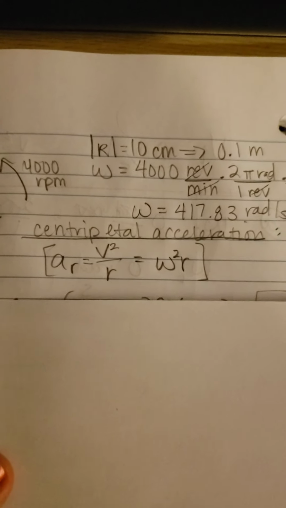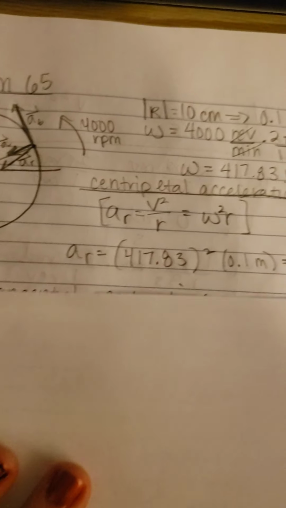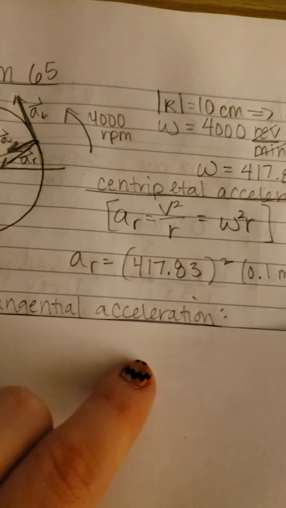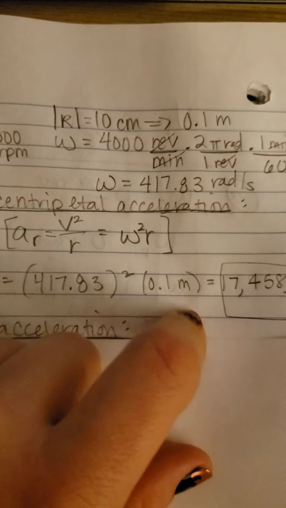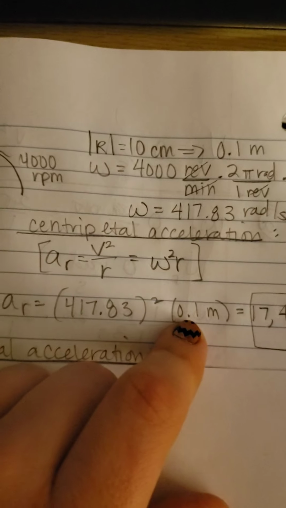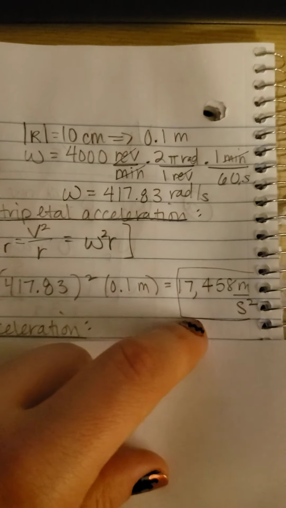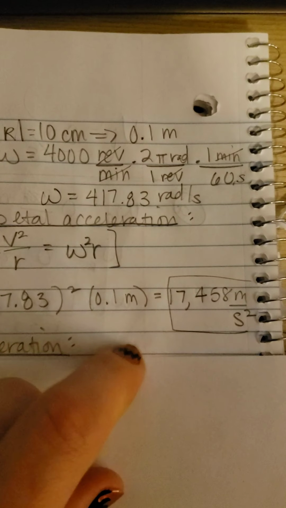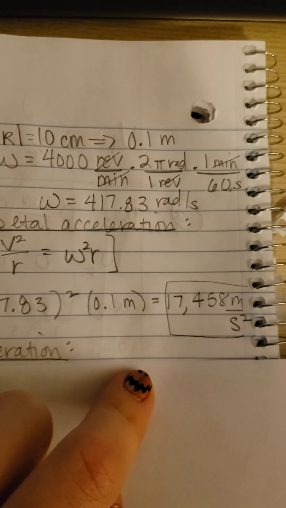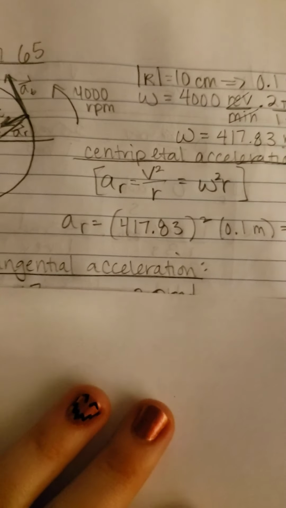So just the angular velocity squared times the radius. We can plug in those numbers. Radius of 0.1 meters, which I converted from 10 centimeters. And we're left with 17,458 meters per second squared.